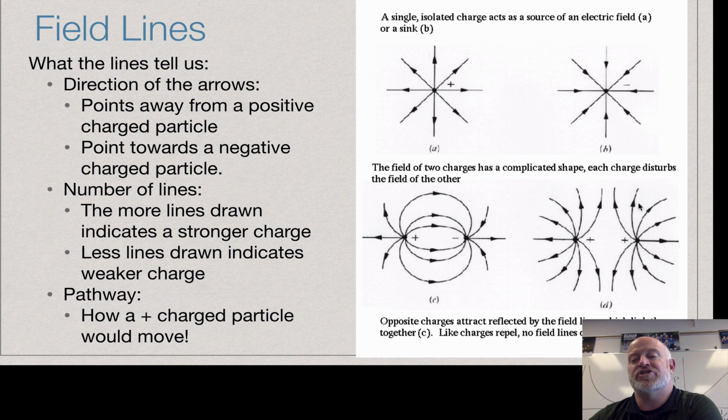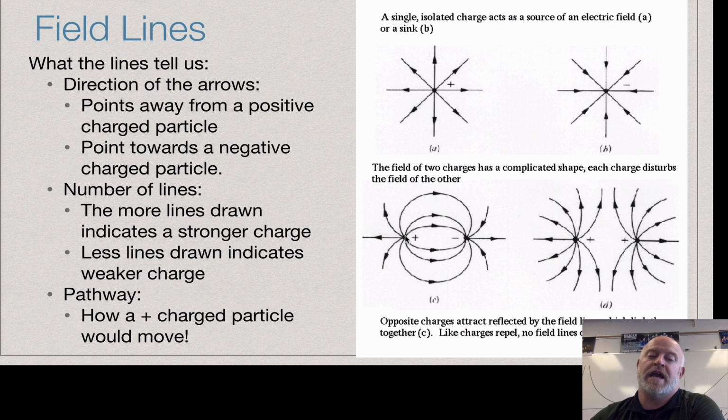So it's not shown here, but if we wanted to show this being more powerful, we would put maybe one line here, another line here, another line here. We would show additional lines representing more strength to that. If we wanted to show it less powerful, we would take some lines away.